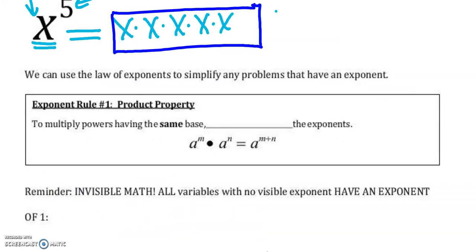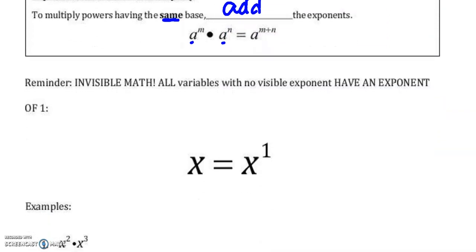We can use the laws of exponents to simplify any problems that have an exponent. The rule we're going to be talking about today is the product property. What the product property tells us is that if we are multiplying powers that have the same base, we're going to add the exponents. We can see here in the example, we have an a and an a in the base. A to the m power times a to the n power is the same thing as a to the m plus n. One thing that we need to keep in mind is that all variables with no visible exponent have an exponent of 1. If we just see an x, it's the same thing as x to the first power.